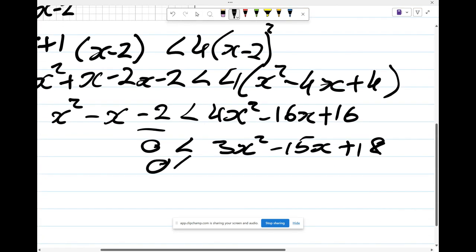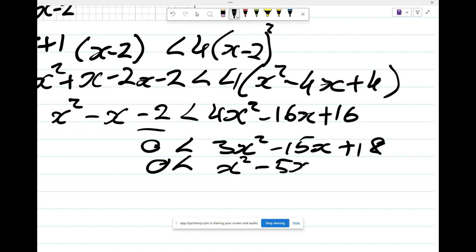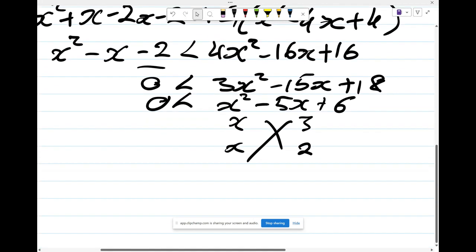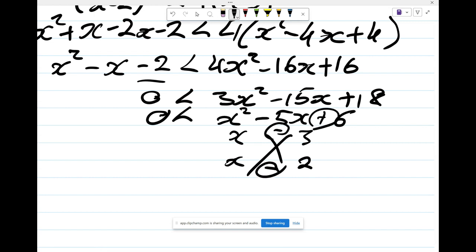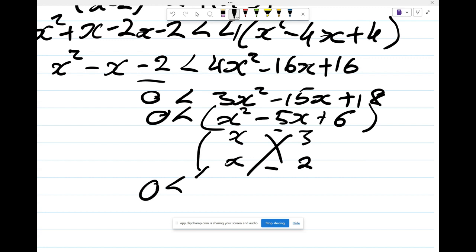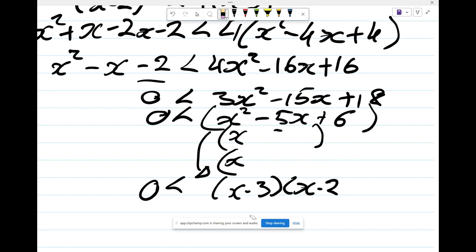So now, before we factorize this, we can actually simplify it. If we divide everything by 3, that's going to be x squared minus 5x plus 6. Now if we factorize, x times x is going to be x squared, and 3 times 2 is going to be 6. And does that work for our middle term? Yeah, 3 and 2 will give us minus 5 if we do minus 3 minus 2. And that works perfectly because minus times a minus gives us the plus for the 6. Okay, great. So another way of writing this quadratic is (x minus 3)(x minus 2). Great.